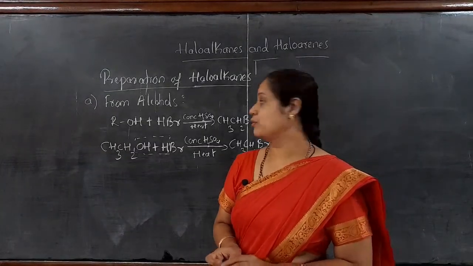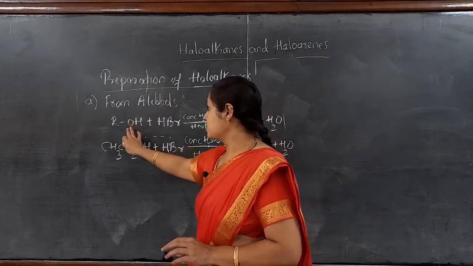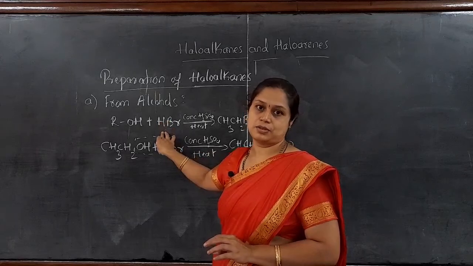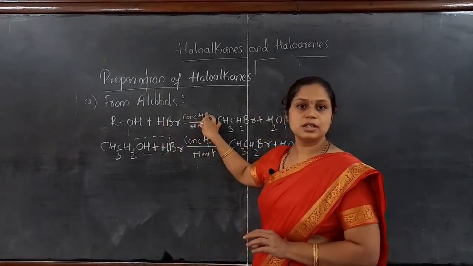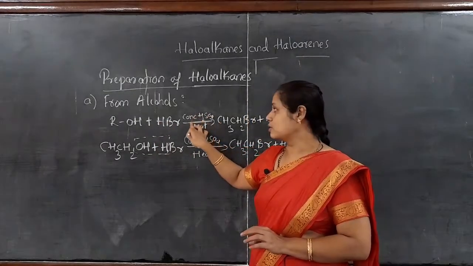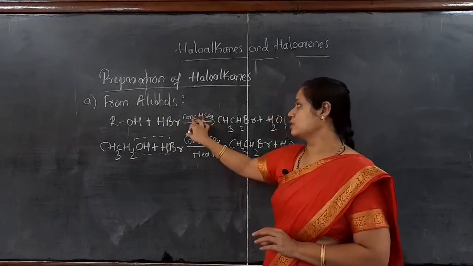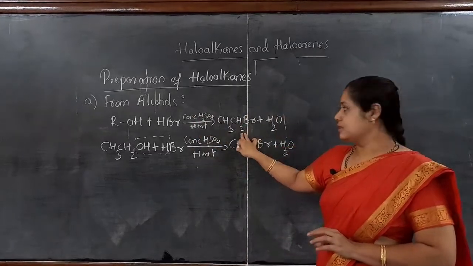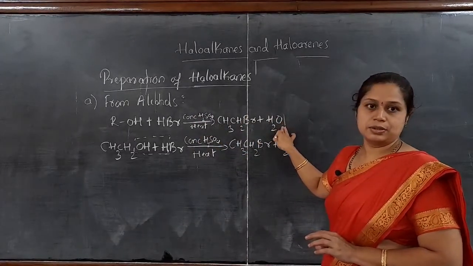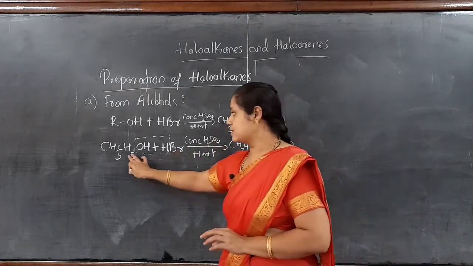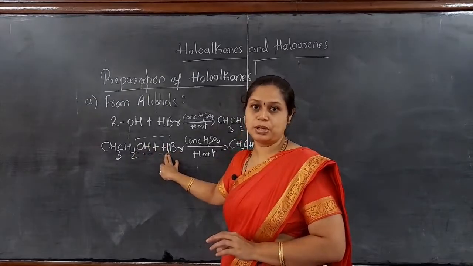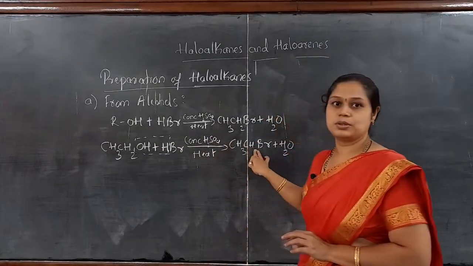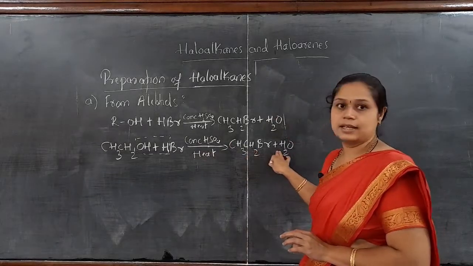Bromoalkanes can also be prepared from alcohols. An alcohol, when it reacts with hydrobromic acid, that is 48% hydrobromic acid, in the presence of a small amount of concentrated H2SO4, gives the bromoalkane, and water is the leaving group here. For example, ethyl alcohol, when it reacts with hydrobromic acid in the presence of concentrated H2SO4 and is heated, gives ethyl bromide and water.